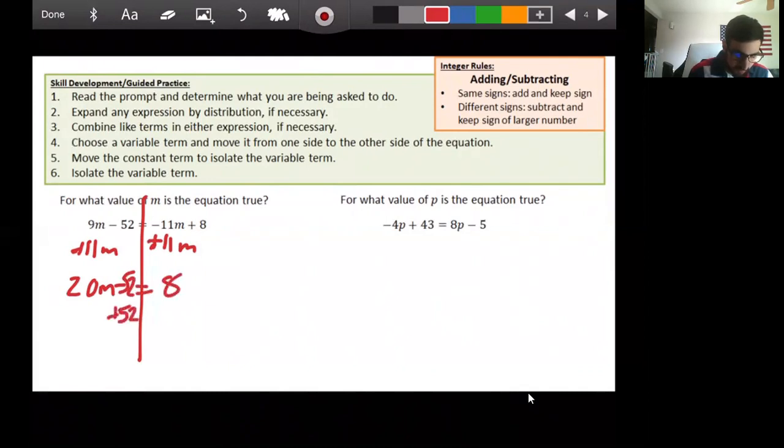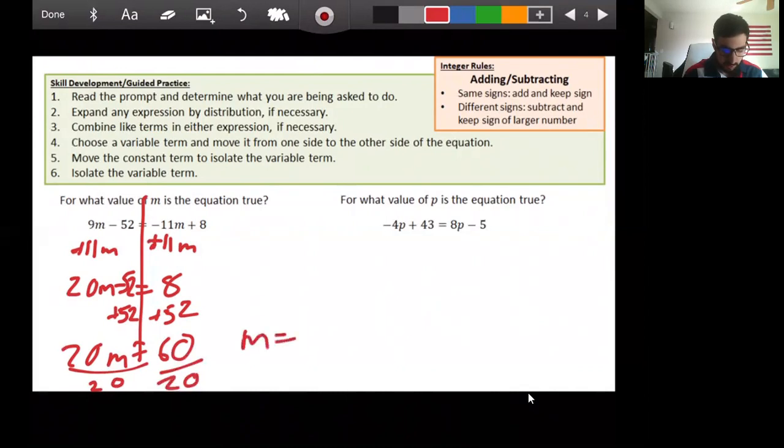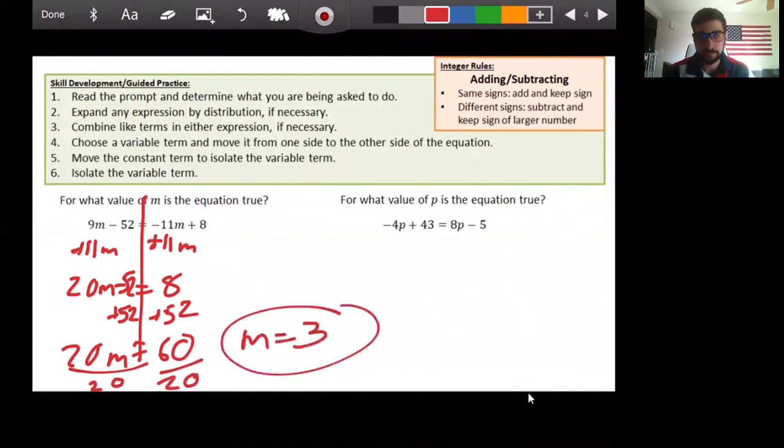Add 52, add 52. 20m is equal to 60. We'll divide by 20 on both sides. We do it to the one side, we have to do it to the other. M is now equal to 3. So go ahead and pause your video, work on the one on the right.